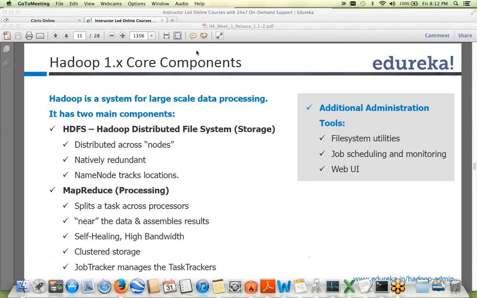So there are some file system utilities, and job scheduling and monitoring, web UI. There is HDFS, there's MapReduce. In addition to that, there are some utilities to query the files. You have to write the data to Hadoop, you have to read the data from Hadoop, and for that, there are some utilities. For job scheduling and monitoring, once you submit a job to the job tracker, the job tracker will start running the job on task trackers and get the results back. But if you want to see where your job is, there is a web UI for seeing that. So those are the additional tools that Hadoop provides.